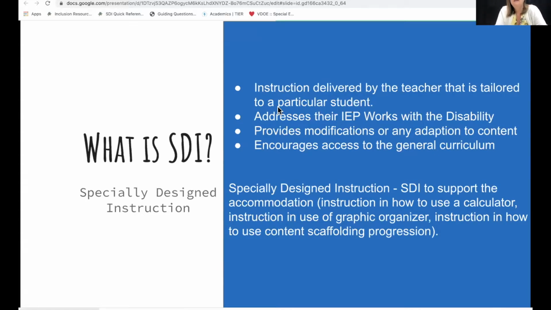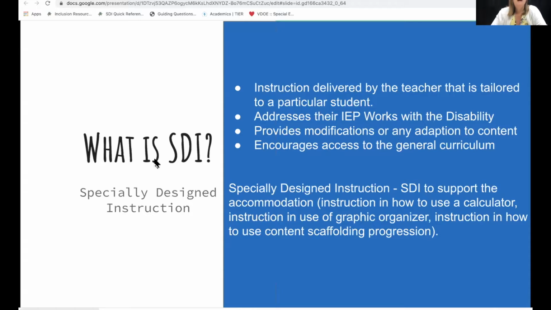Now, SDI is a support to accommodations. It is the instruction. Again, we're back to instruction. It is the instruction on how to use a calculator. It is also the instruction that you provide to the student for graphic organizers or how to do content scaffolding. So that's big for our students. So what is SDI? Like I said, it's provided by the special ed teacher, the OT or the PT, and also by the speech language, so working with those people.